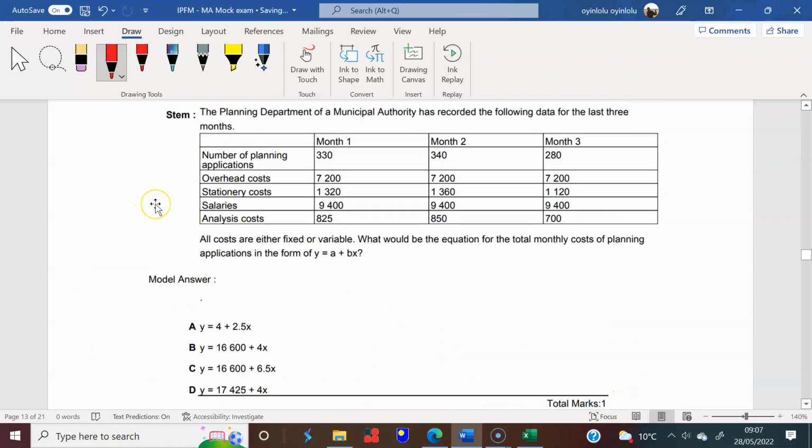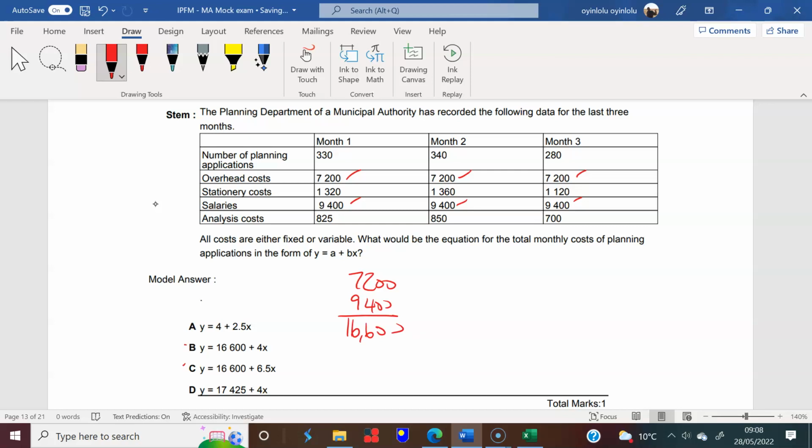Okay, let's look at question 32. Good question, actually. What you're trying to do here is identify what the fixed costs are. That's a fixed cost because it doesn't change month to month. That's a fixed cost because it doesn't change. Those two are changing. I'll use a different pen color. Let's get the fixed cost first. 7,200 plus 9,400 is equal to 16,600. So it's either B or C.